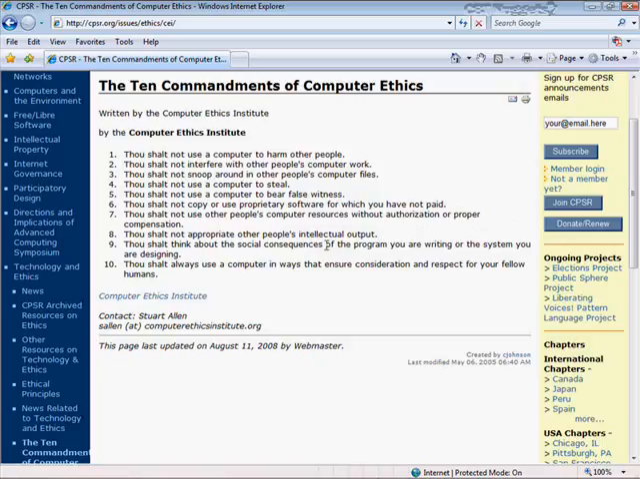Think about the social consequences, and ensure consideration and respect for your fellow humans. It's a nice little 10 commandments of computer ethics.